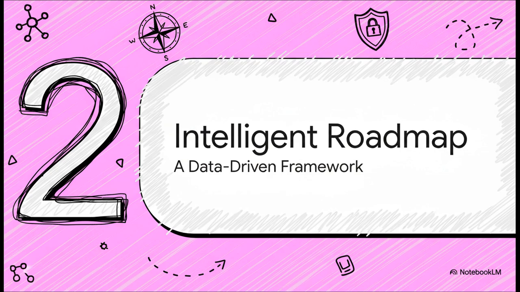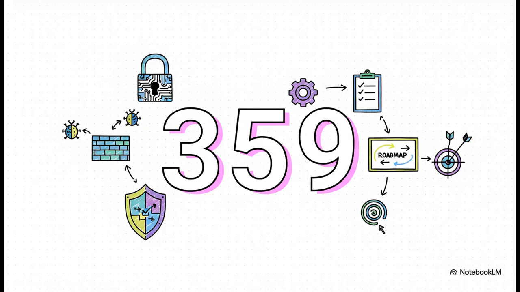Okay, enough about the problem. Let's talk about the solution. Instead of that dark maze, what if you had an intelligent roadmap? A guide that isn't just based on some list of rules, but is actually built on a foundation of real-world threat data. And it all starts with this number right here, 359. Now, this isn't just some random number. It represents the total number of comprehensive, actionable work items that the system creates to cover all 110 CMMC Level 2 controls. So where do they come from?